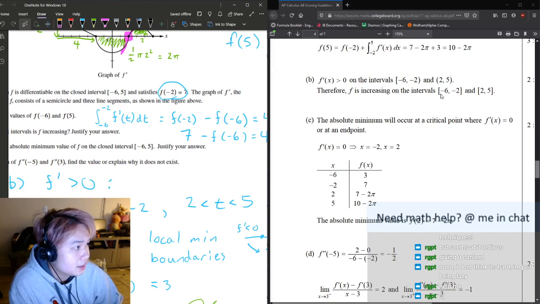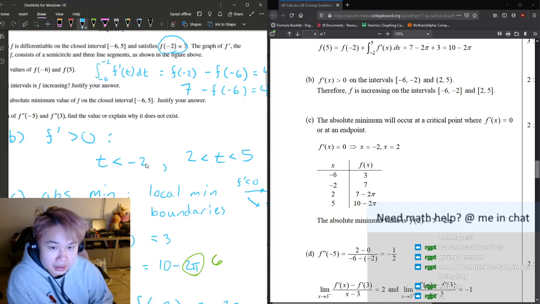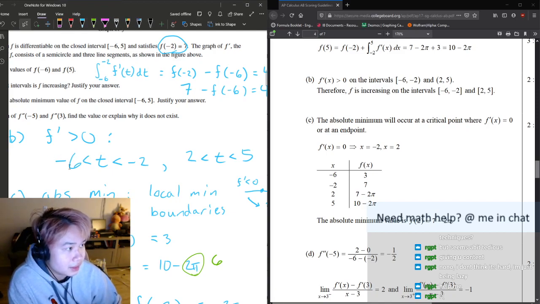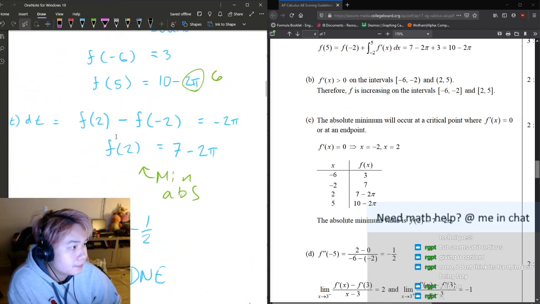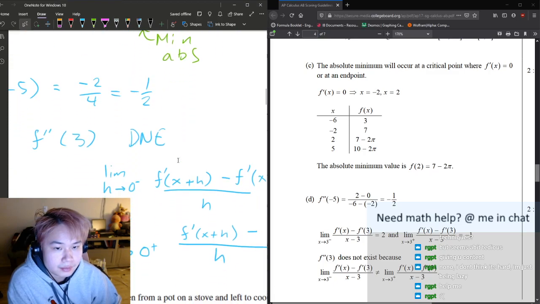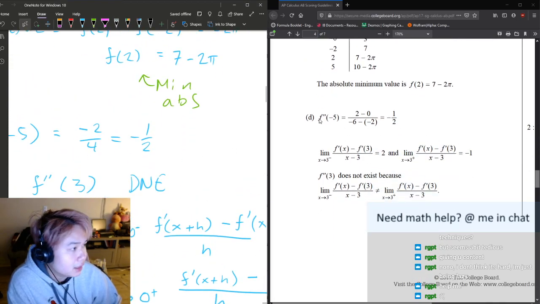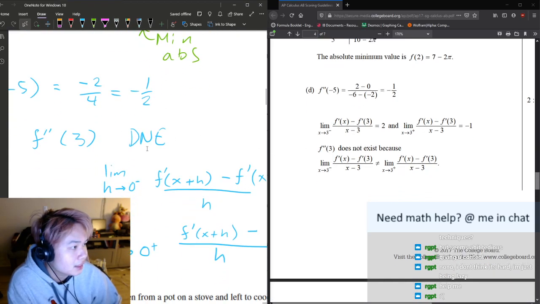Let's see. Intervals. Negative 6 to 2, 2 to 5. Less than 2. Oh, right. This has a lower. So that should have been negative 6 over there. Okay, my minimum absolute is f at 2. So that works out. Negative 1/2, negative 1/2. Doesn't exist, doesn't exist.